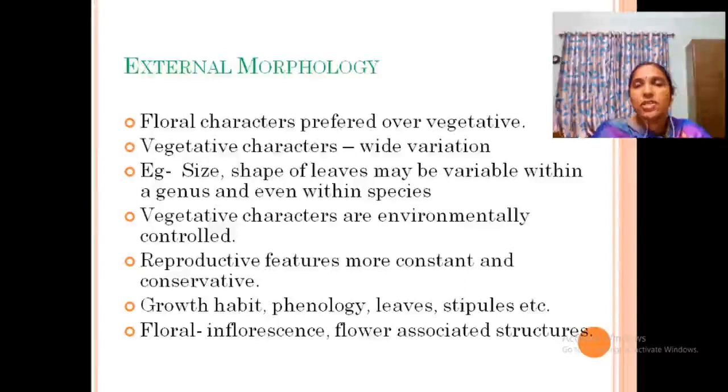For example, take a plant like Pongamia or Premna serratifolia, which grows in laterite soil, wetland soil, sandy soil and so on. But in each type its leaf structure varies, so five different morphotypes are available. But when you look at its flower, its characters do not change. That is the significance of floral characters over vegetative characters. Clear? So under floral characters you can study inflorescence, flowers and associated structures.